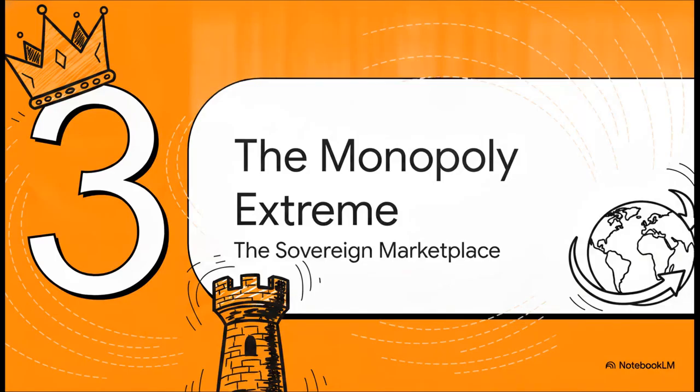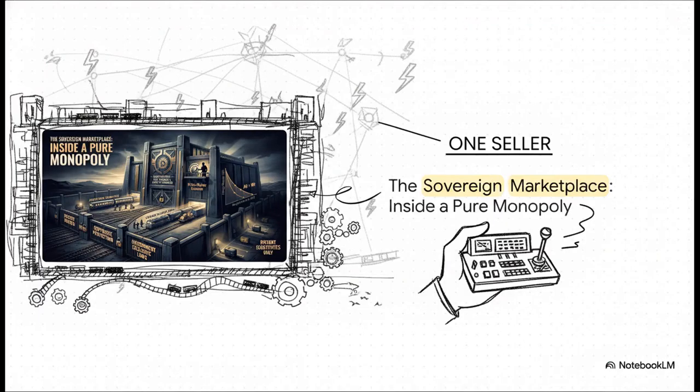Section 3, the monopoly extreme. Let's jump completely to the opposite end of our spectrum, leaving the world of the price taker behind to meet the absolute sovereign of the market. Think of a pure monopoly like a massive, impenetrable fortress. Real-world examples would be the Indian Railways or state electricity boards. In this structure, the firm and the entire industry are the exact same thing. There is only one seller, and they are sitting right at the control panel, dictating everything.